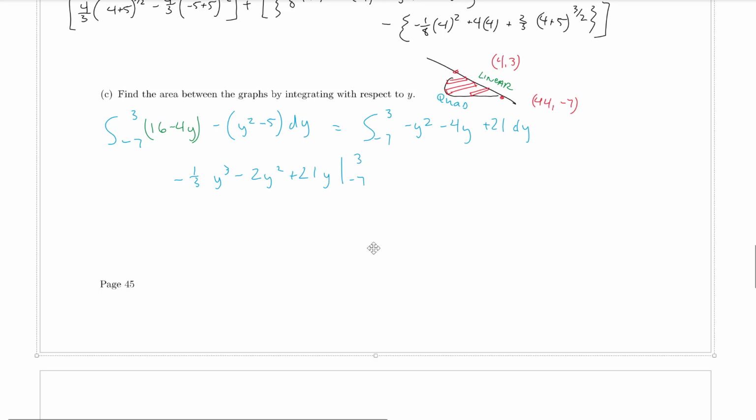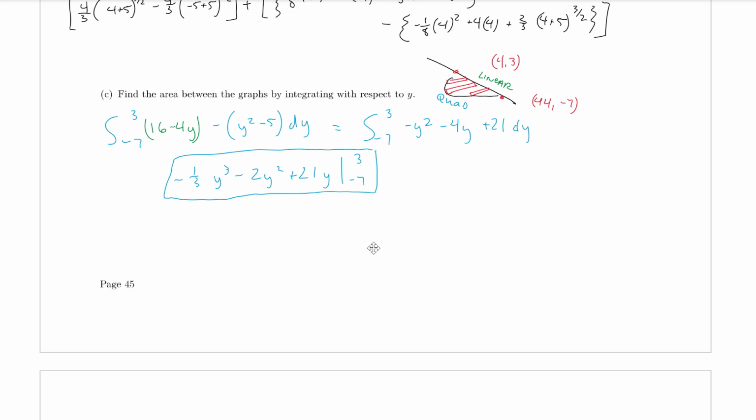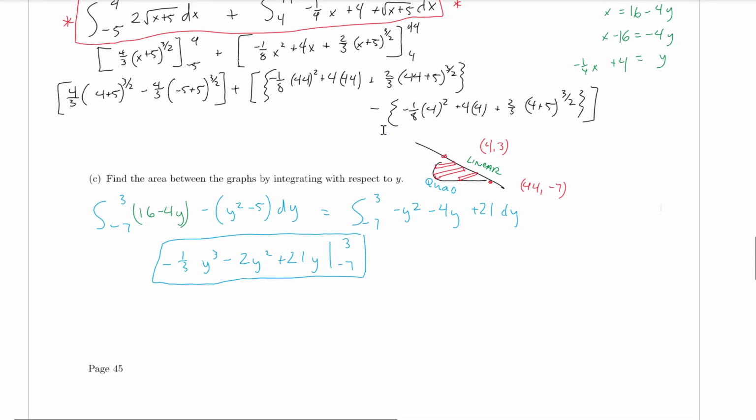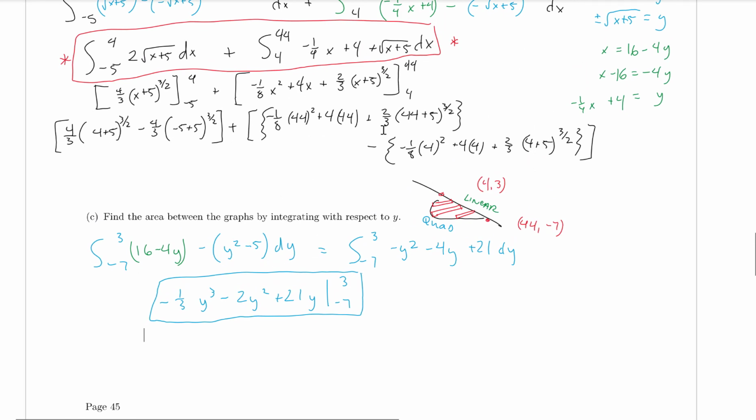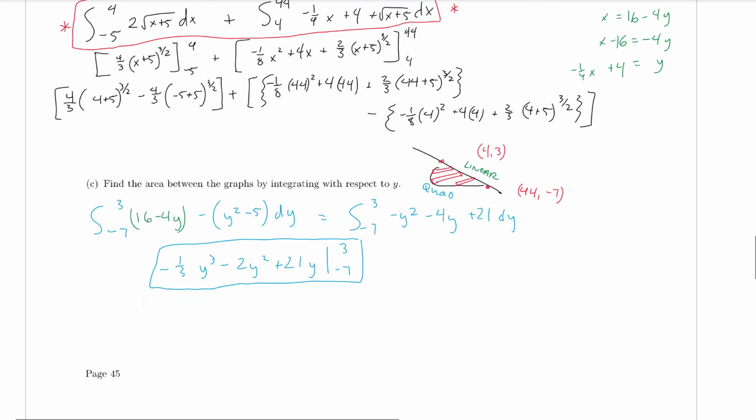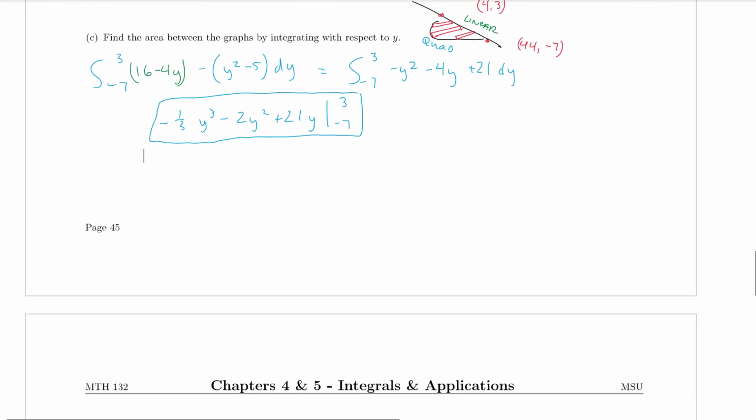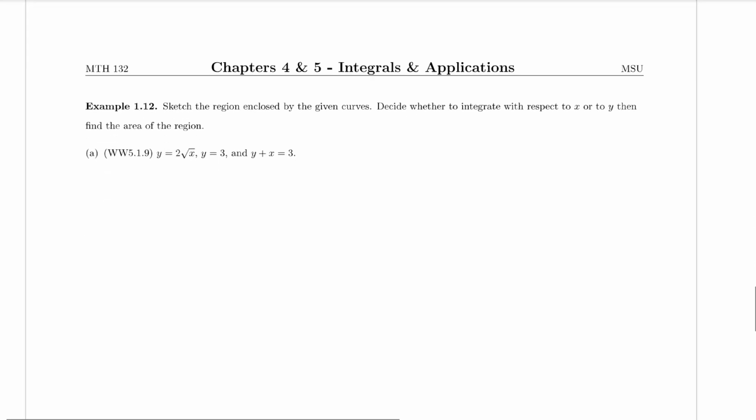And plugging in these numbers is a lot easier than plugging in those 4s and 44s in the previous answer. I'm just going to leave this answer unevaluated. We can plug in those numbers if we want to, and that will give us our area. And these two areas will be equivalent, even though the calculation was quite a lot simpler when we did our integration in terms of y. All right, two more examples to go.